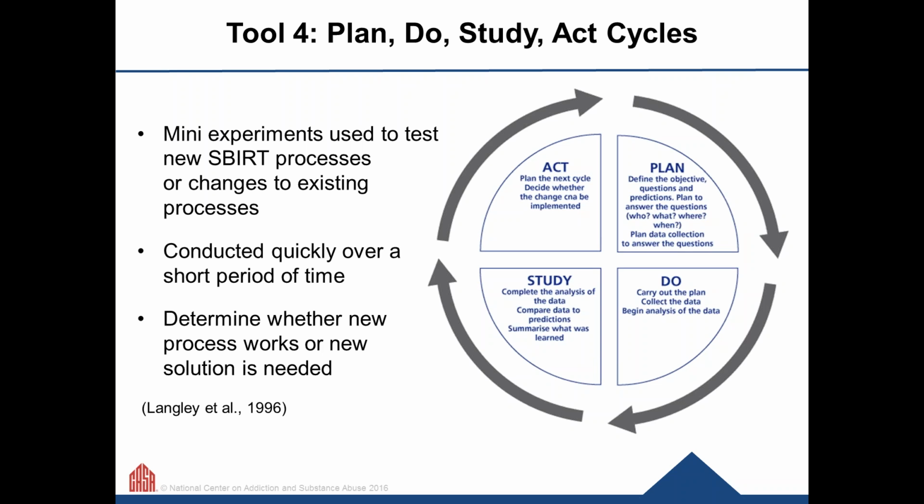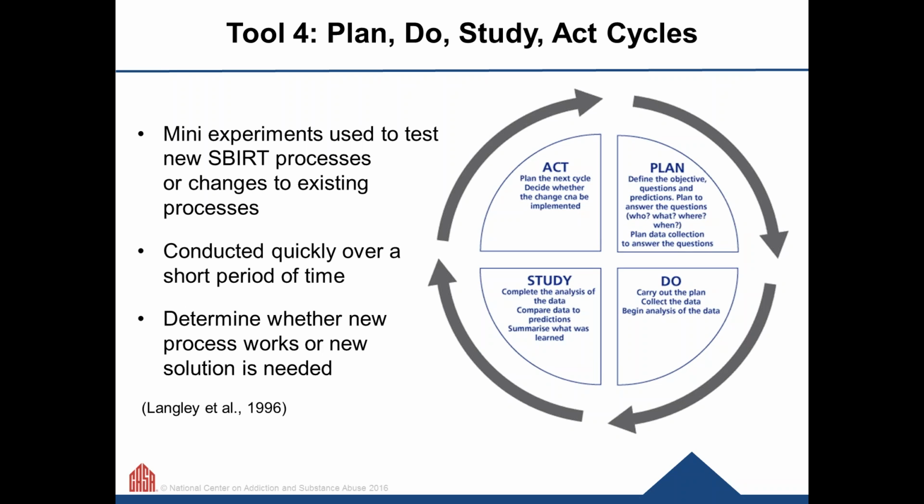So this is something that has worked well to help us address any issues that we've needed to address during implementation or after implementation if we've run into issues. So really what this is, is a mini experiment to test whatever the new SBIRT process is that you've come up with to implement into the workflow for the first time, or any changes that you want to make to the existing process. So maybe something's not working. Maybe it worked in the beginning and there have been changes at the site, and you now want to test out some changes. This is something that's conducted quickly over a short period of time and helps you determine whether what you came up with works or if you need to come up with something new and do another cycle.